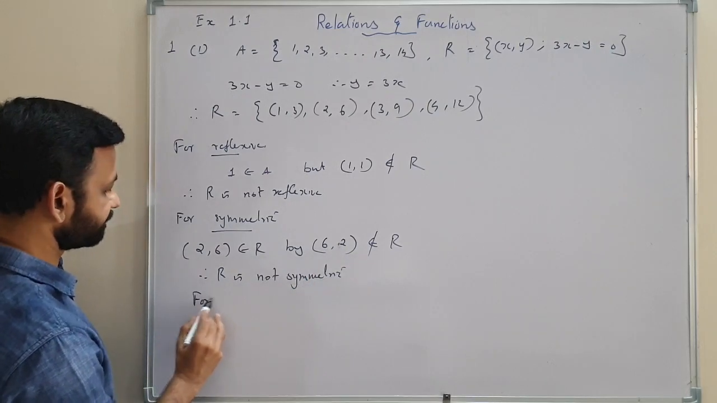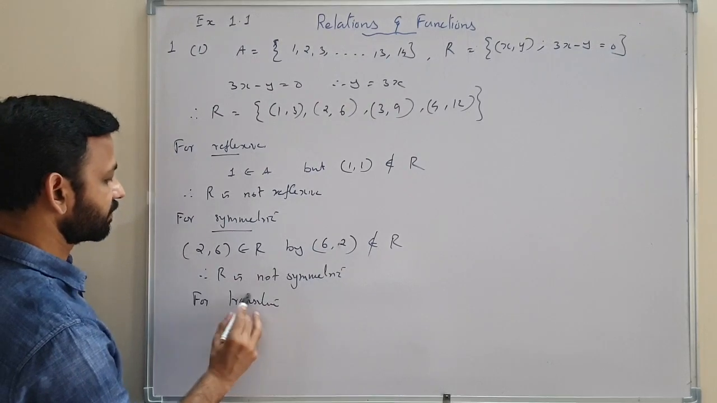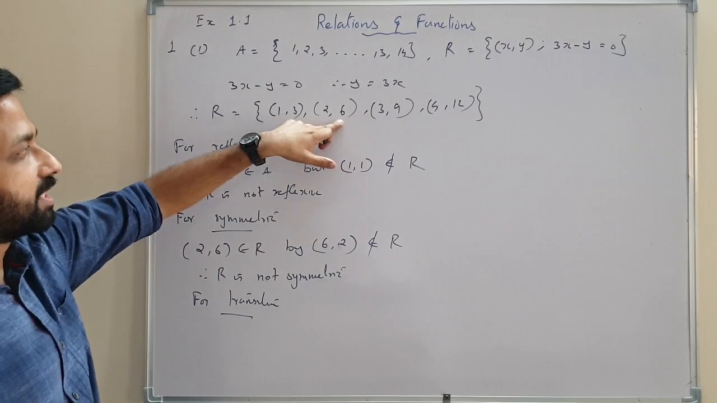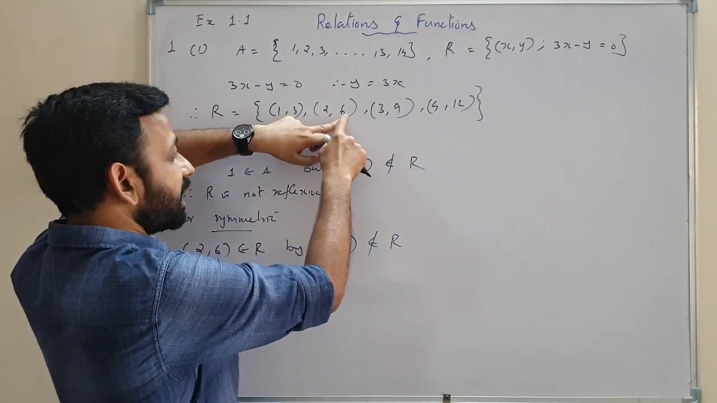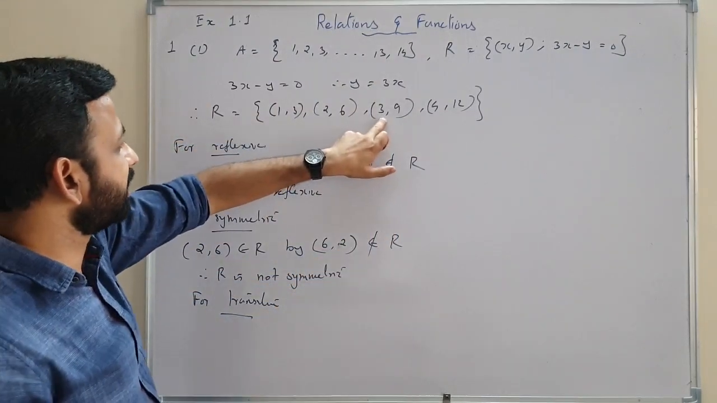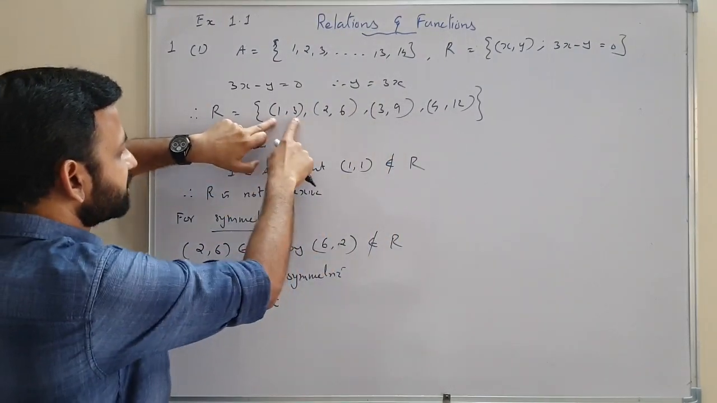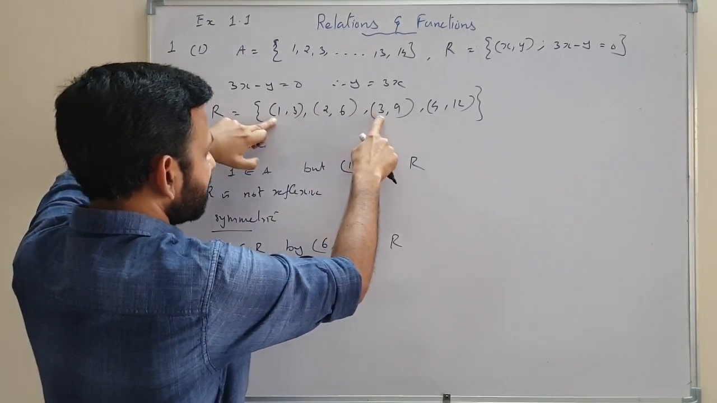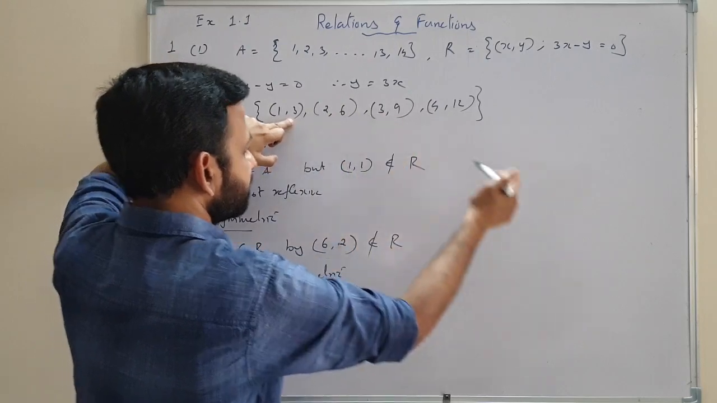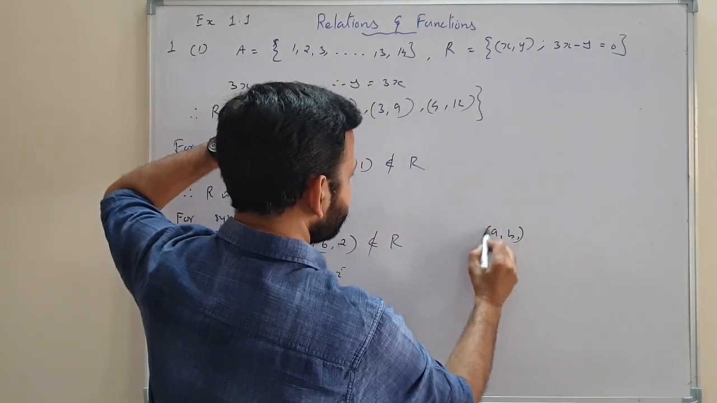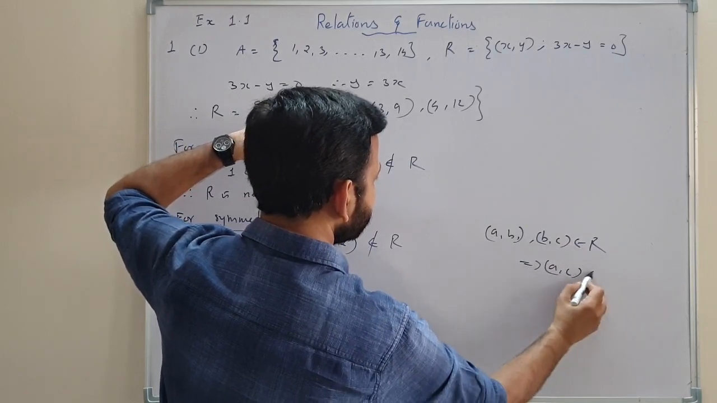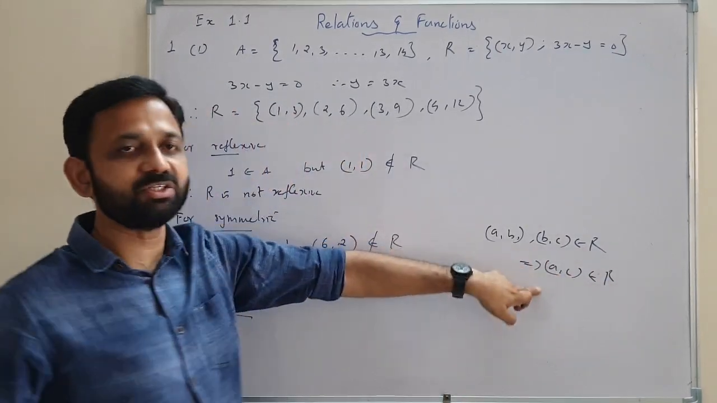Then for transitive, the ordered pair (2,6) belongs to R. If we have any pair starting with 6, then the third pair should be there. Then (1,3) we have, (3,9) we have. That is the condition: if (a,b) and (b,c) belong to R, then (a,c) should be an element of R. That is the transitive property.